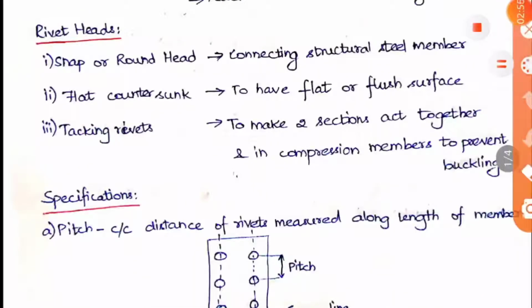And then comes the rivet heads. I told you there are different types of heads. The first one is snap or round head. This is generally used for connecting structural steel members. The next one is flat countersunk head. This is to have a flat and flush surface. The third one is tacking rivets. This is used to make two sections act together. That is, if you are making a structure act together in compression members, we use this method, and this also prevents buckling.